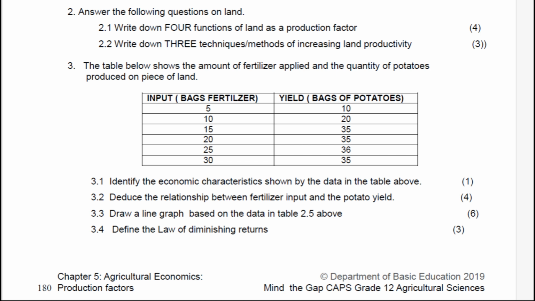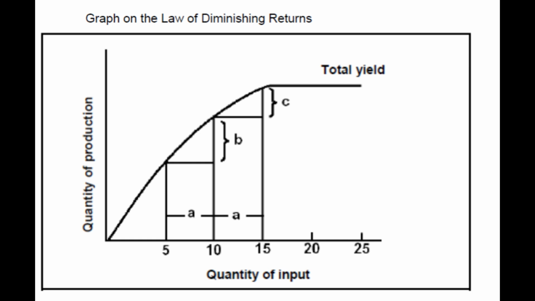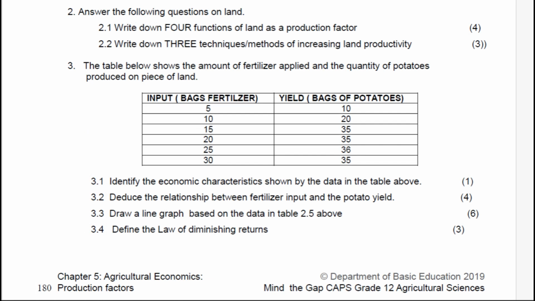3.3. Draw a line graph based on the data in Table 2.5 above. Correct heading. Check. Correct type of graph, which is a line graph. Check. Correct plotting and labeling of the x-axis. Check. Correct plotting and labeling of the y-axis. Check.